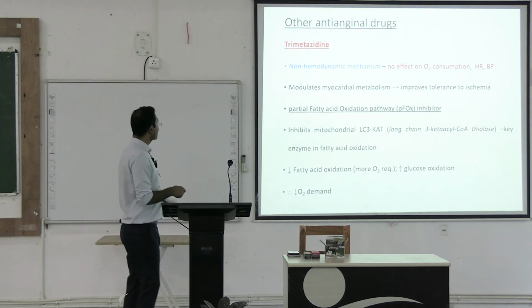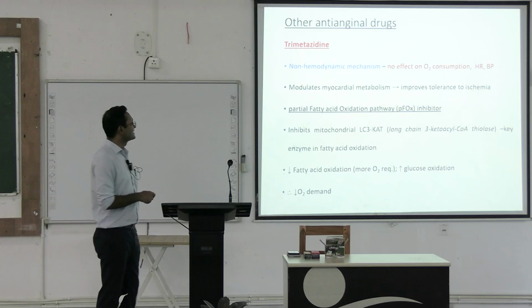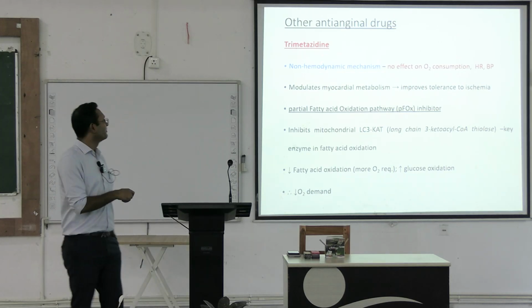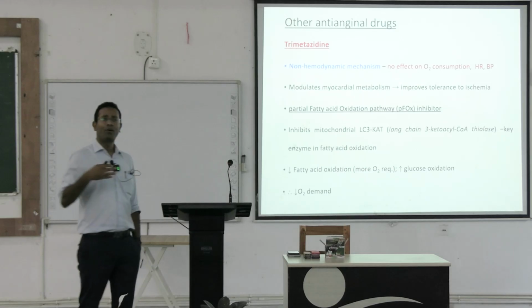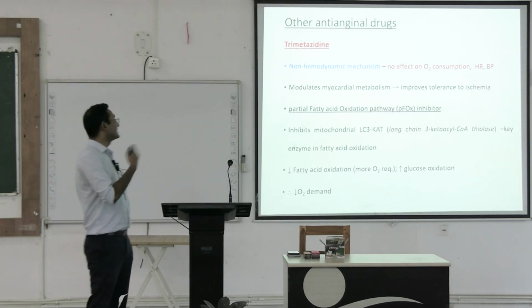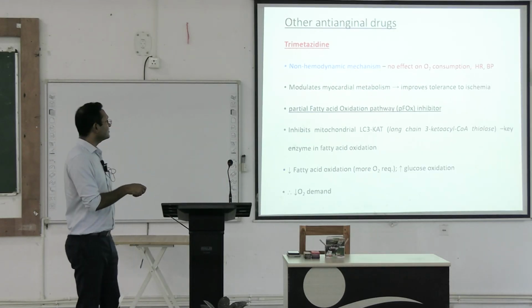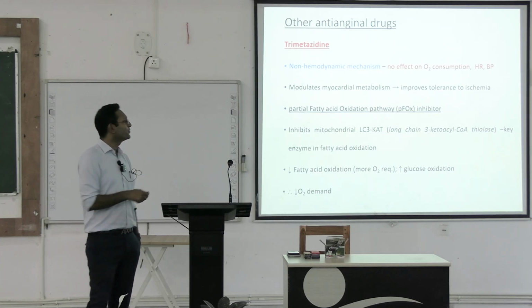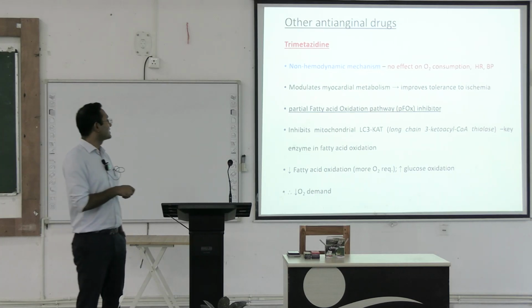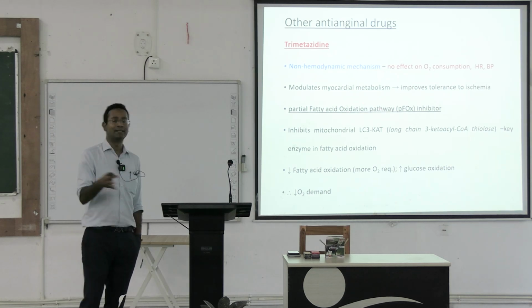Other anti-anginal drugs are trimetazidine. It's a non-hemodynamic mechanism, mainly no effect on the oxygen consumption, more on fatty acid oxidation. It modulates myocardial metabolism and improves tolerance to ischemia. It's actually a partial fatty acid oxidation inhibitor.